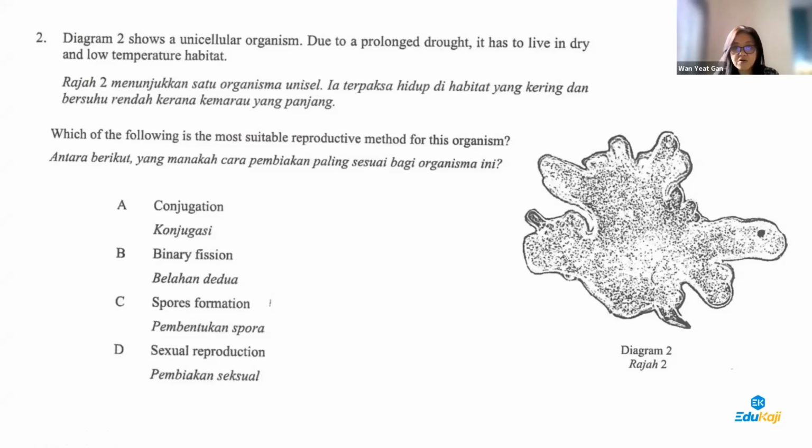Next, diagram 2 shows a unicellular organism. Due to a prolonged drought, it has to live in dry and low temperature habitat. Which of the following is the most suitable reproductive method for this organism? Now, under non-conducive environment, the amoeba will not do binary fission, because that is for when the condition is favorable. So under this condition, the best way that they can reproduce is through spore formation.